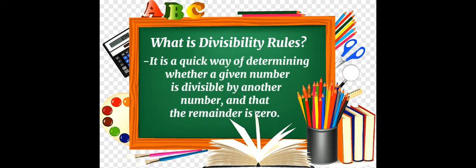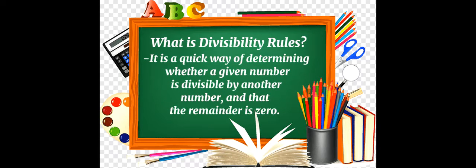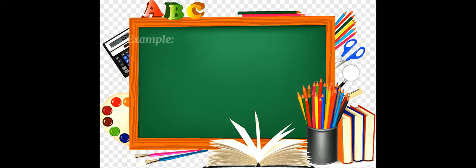The topic that we will discuss today is all about divisibility rules. So are you familiar with that? First, let us know what divisibility rules are. It is a quick way of determining whether a given number is divisible by another number, and that the remainder is 0. A given number is divisible by another number without having a remainder.